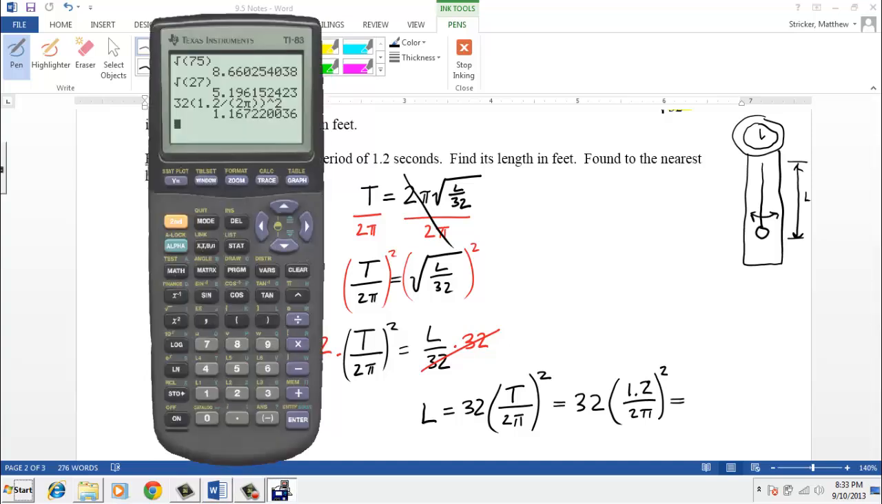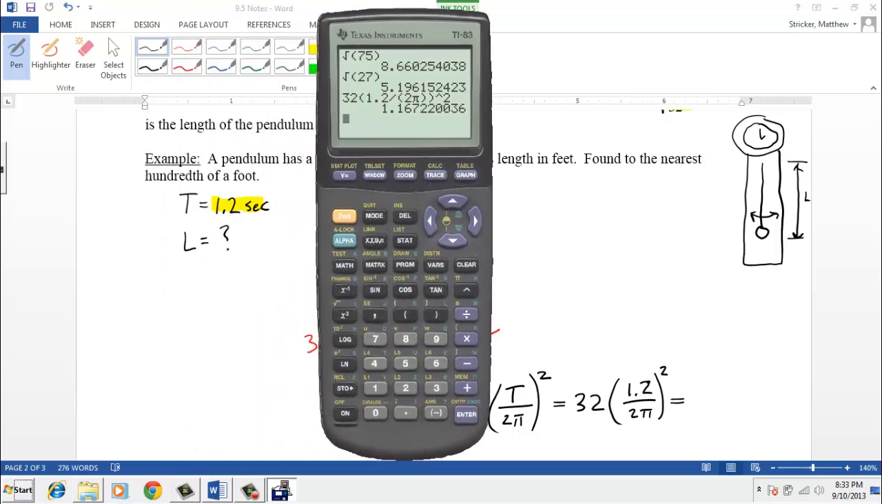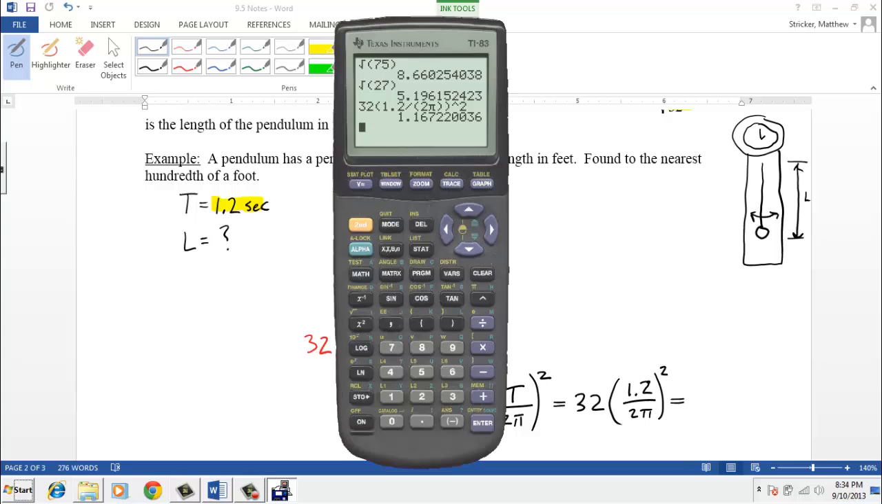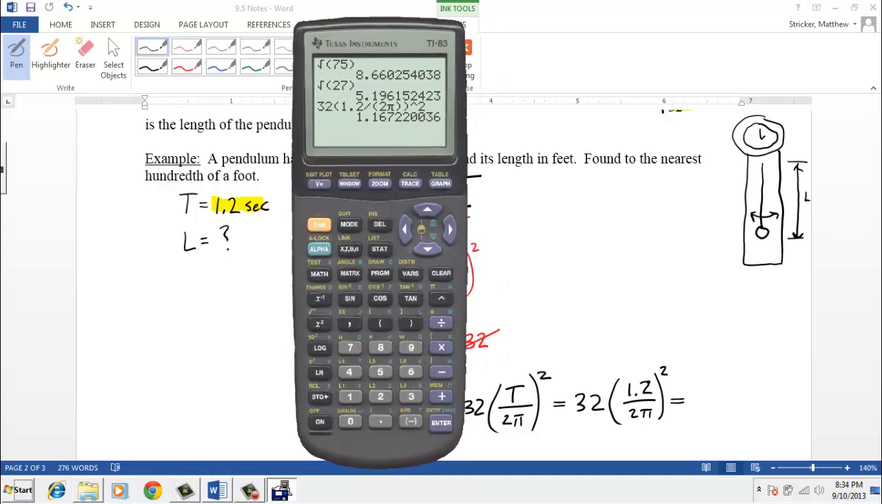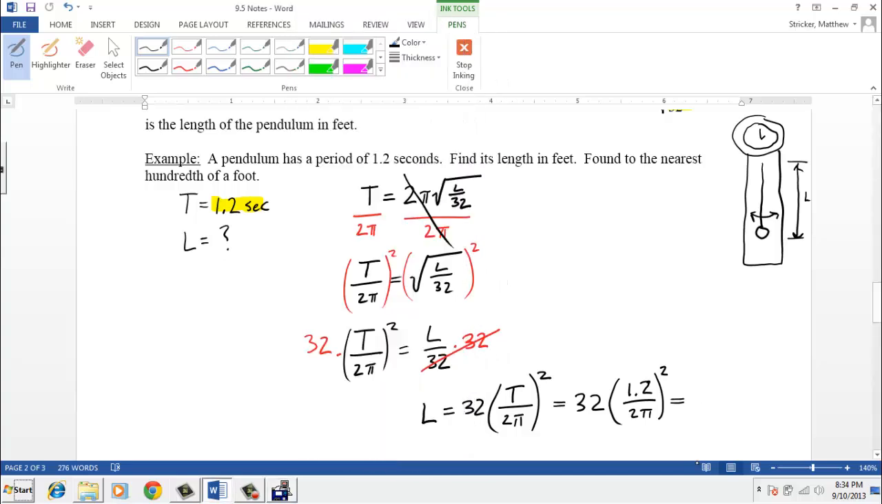This comes out to an answer of 1 point, and we're supposed to round to the nearest hundredth. So that's 2 decimal places. So this is going to be 1.17 feet. That's our final answer. If the period of a pendulum is 1.2 seconds, that means its length has to be 1.17 feet.